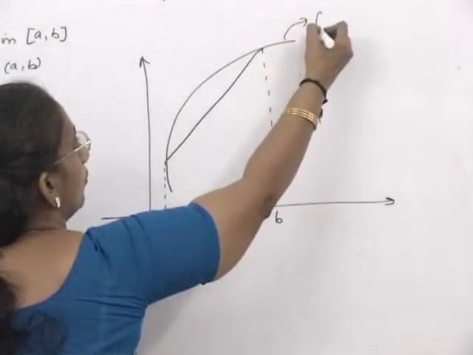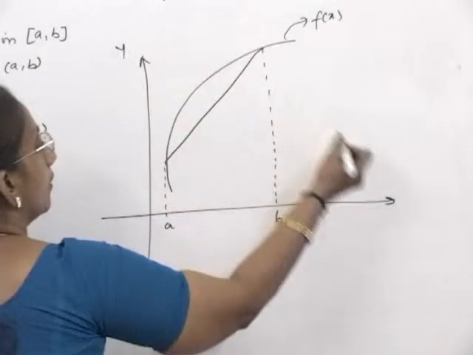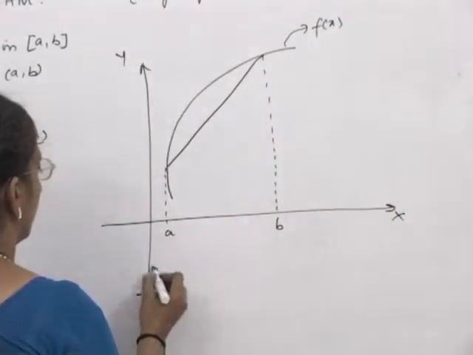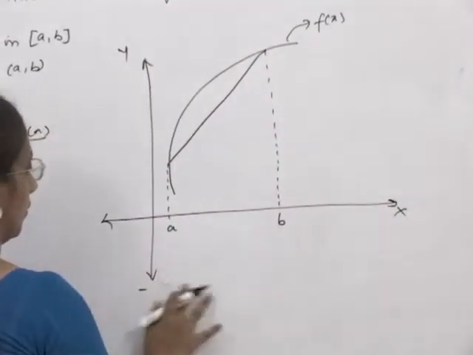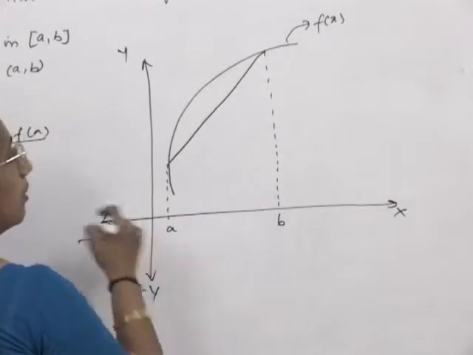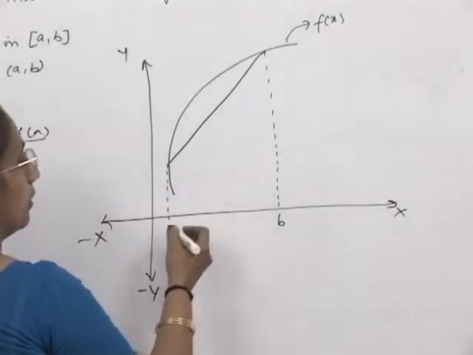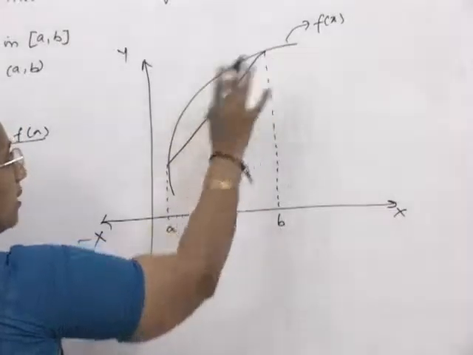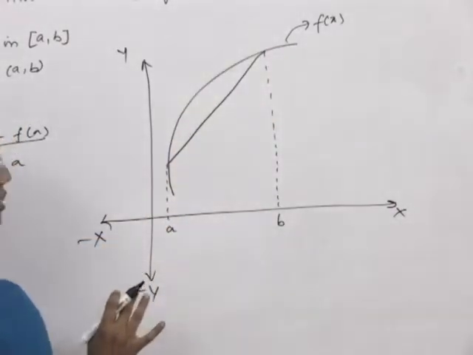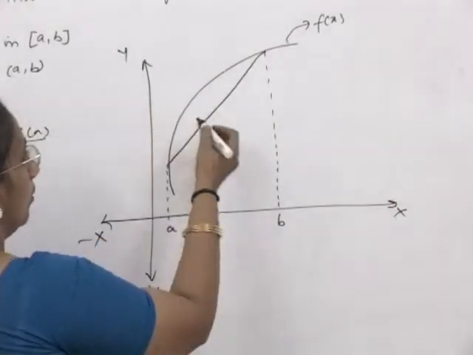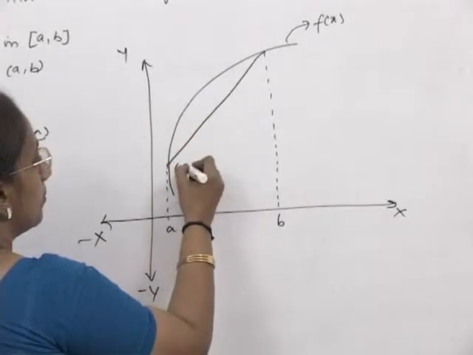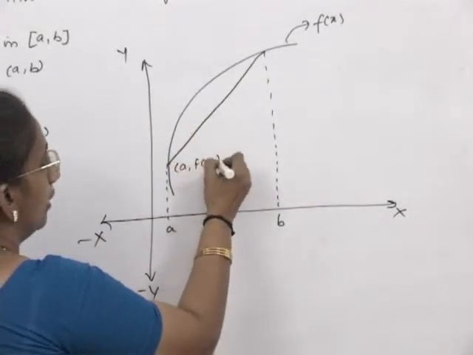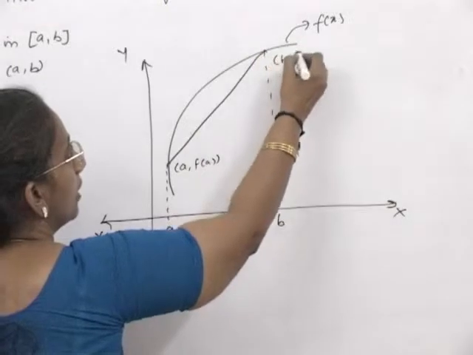So this is the graph of the function f of x. Now a and b are 2 points. As seen from the graph, it's going to be a continuous function. Now what is this point? This point is nothing but a comma f of a. And what is this point? This is b comma f of b.